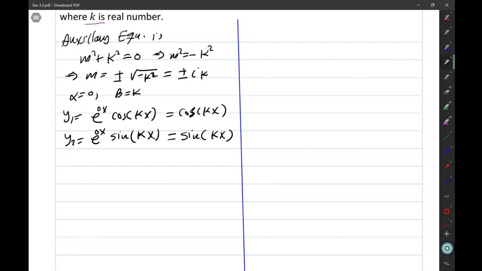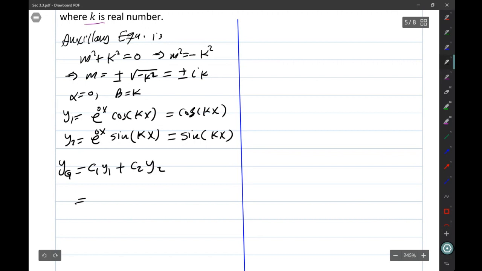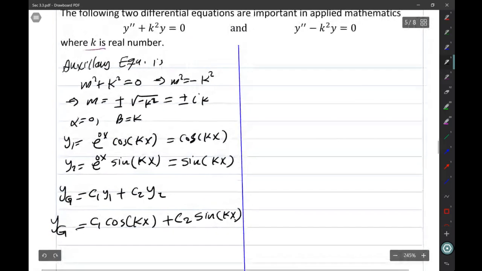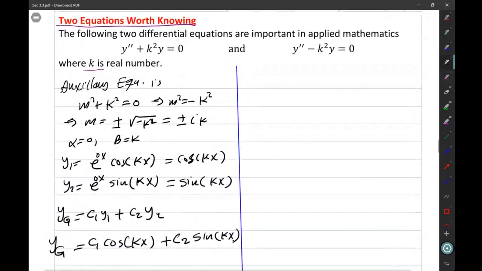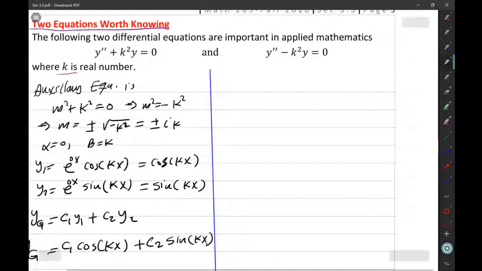Now the general solution yg = c1 y1 + c2 y2, which is c1 cosine kx plus c2 sine kx. And we finish this part. Now let us see the second equation.